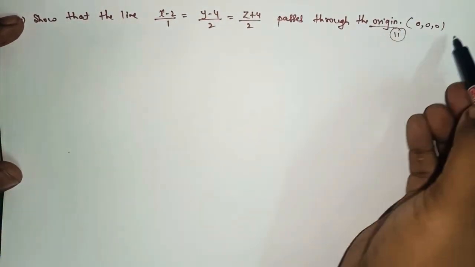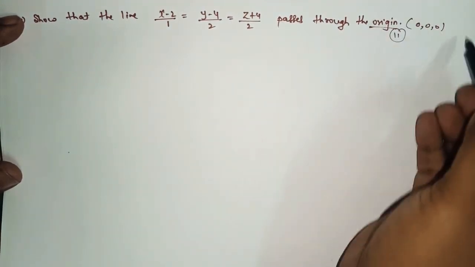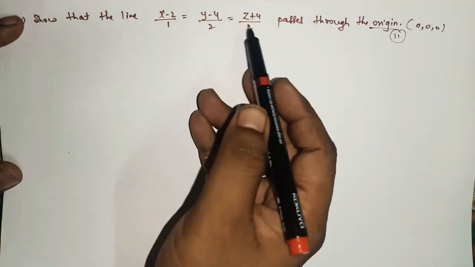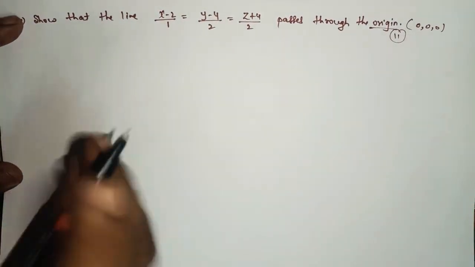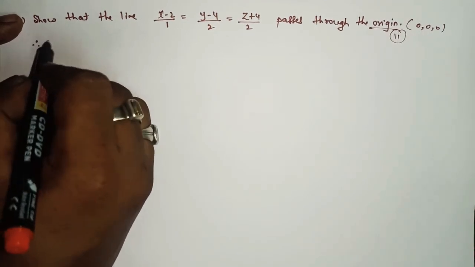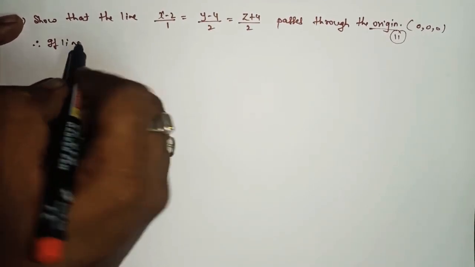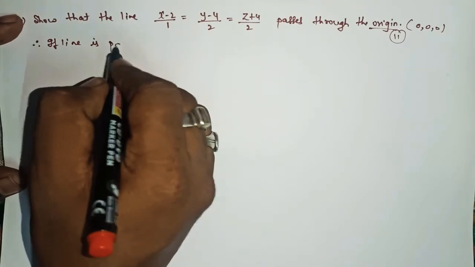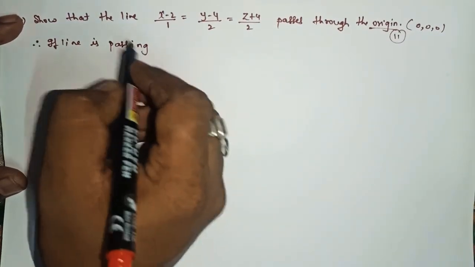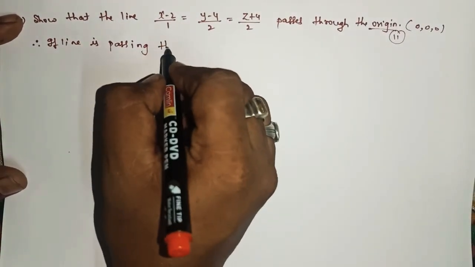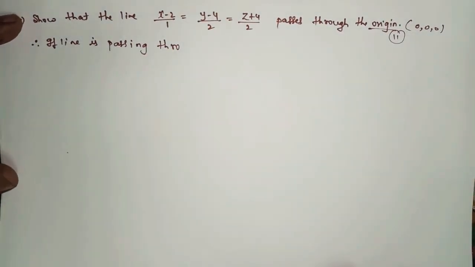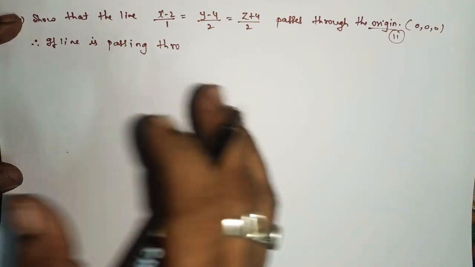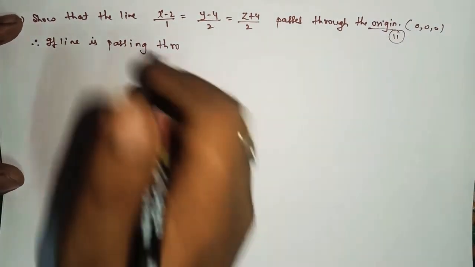If it is passing through the origin, simply you will substitute the coordinate in this equation. If all the ratios are equal, then we can say that it is passing through the origin. That is a simple concept here. So the solution part will be what here? We'll write: if a line is passing, a very short and simple sum. Okay, not much more to do here. It's not a difficult concept also.